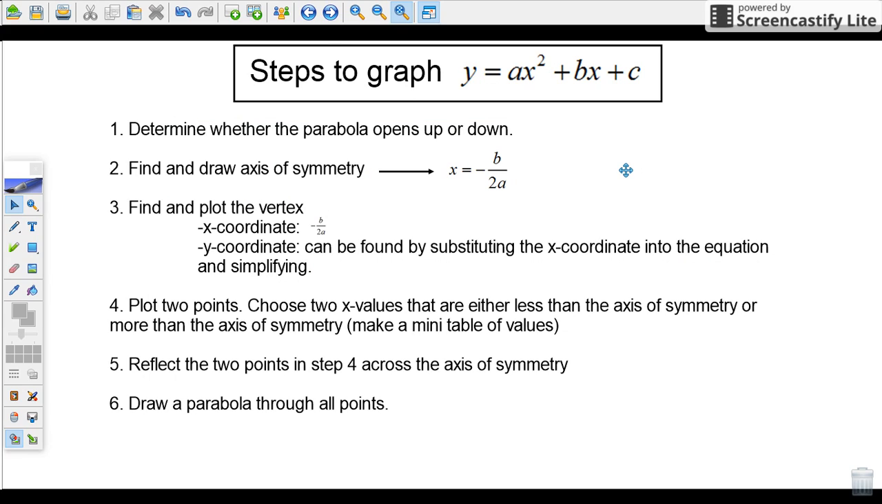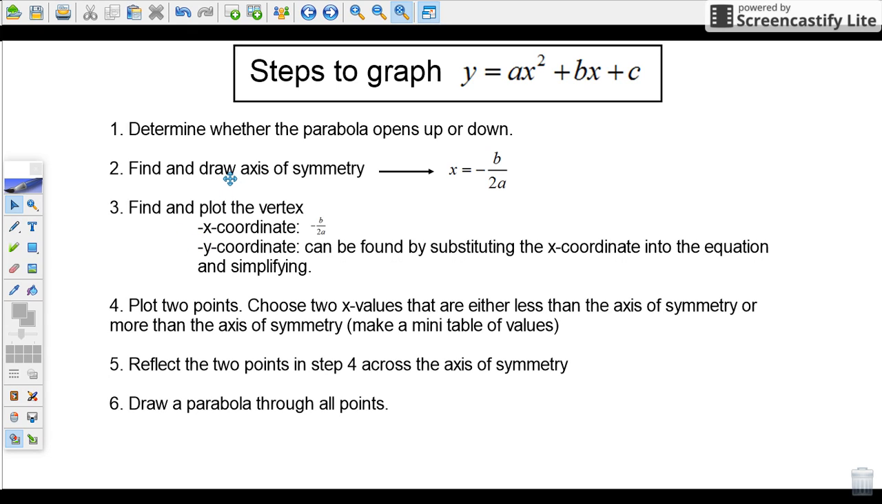So here are the steps that we're going to use to graph one of these equations. First, we're going to determine whether it opens up or down. We're going to find and draw the axis of symmetry, which is that line that goes right through the middle of the parabola through the vertex, and divides it into two equal parts. There is a formula for finding the x-coordinate of that, negative b over 2a.